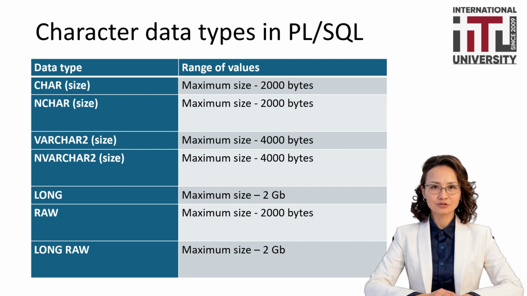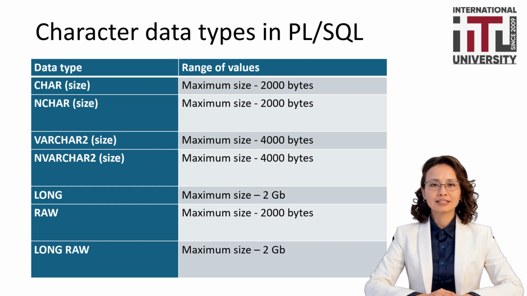Next, there are varchar2 and nvarchar2. These are variable length data types, which means they only use as much space as needed. They can store up to 4000 bytes, making them more flexible and commonly used in most applications. PLSQL also includes long and long raw data types. These are designed for storing very large amounts of data, up to gigabytes. However, they are considered outdated and are generally replaced by newer LOB data types in modern systems.